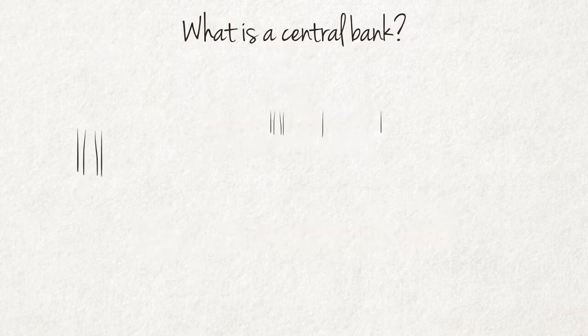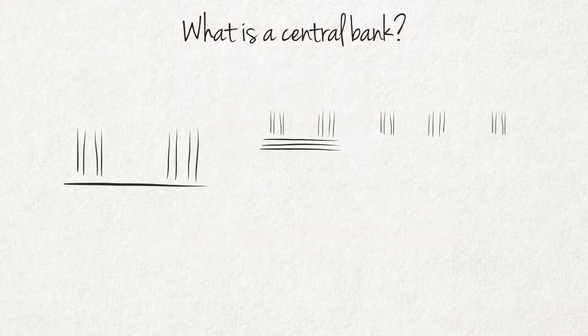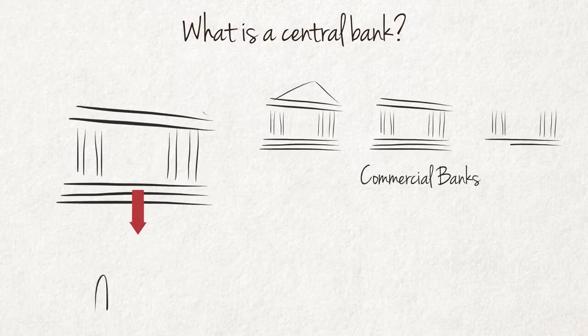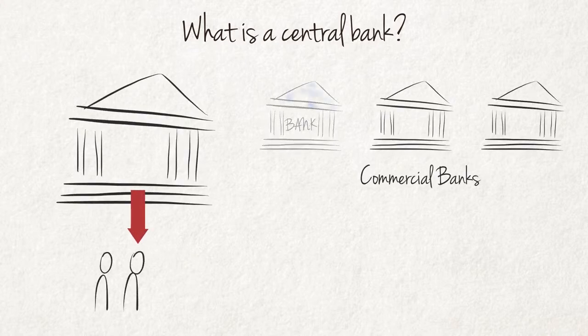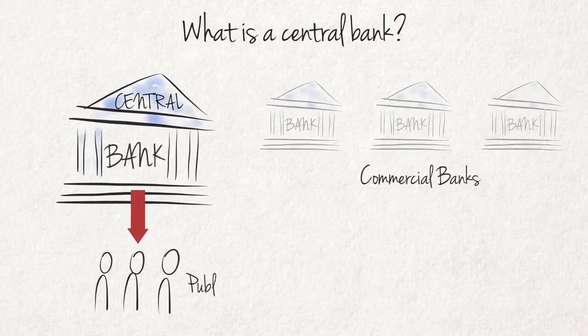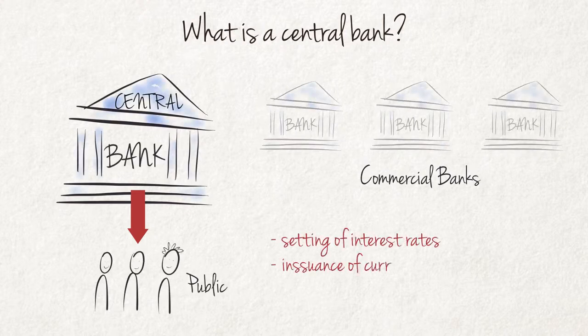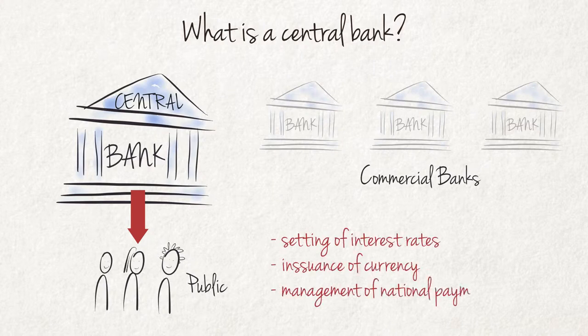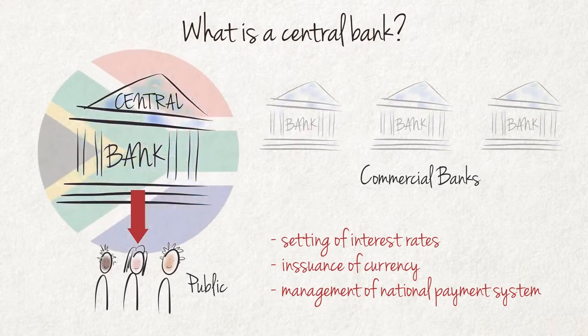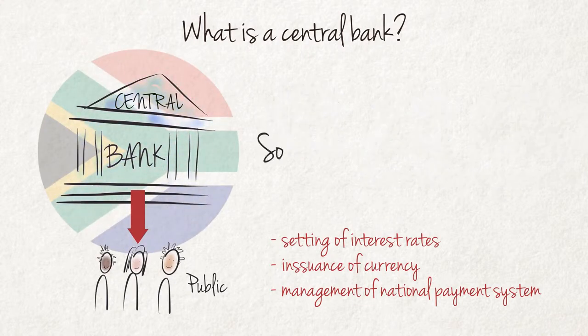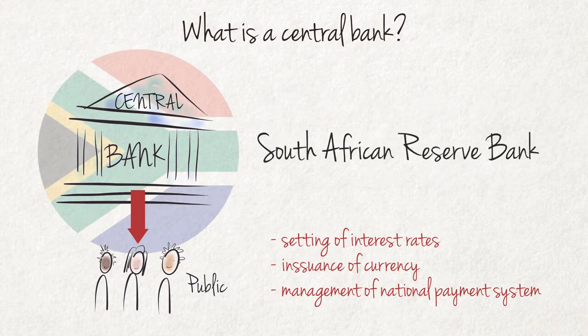A central bank has unique powers that differentiate it from other commercial banks. Some of these powers, which influence the public in an immediate and direct way, include the setting of interest rates, the issuance of currency, and the management of the national payment system. No other bank in the country has such powers, which shows the special place of the central bank in the economy. South Africa's central bank is the South African Reserve Bank.